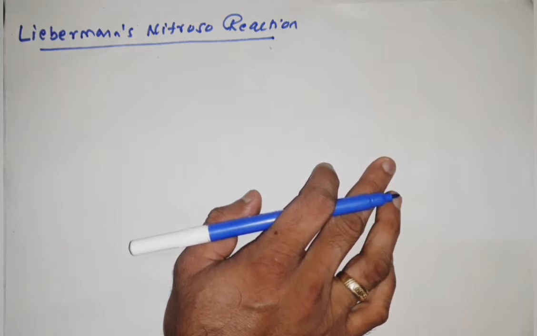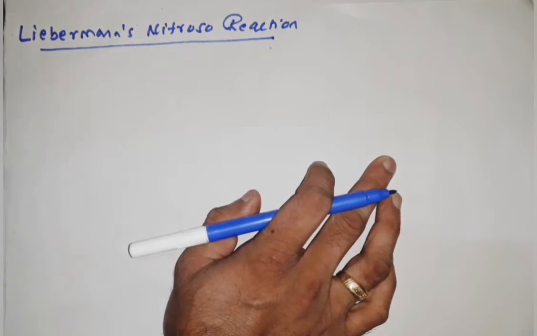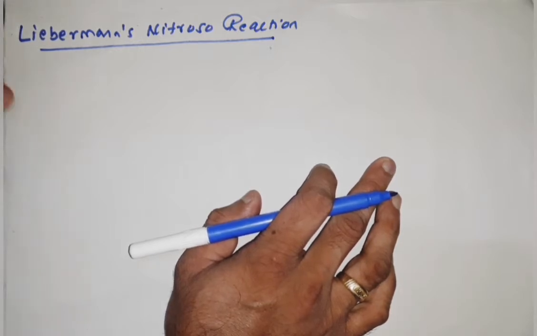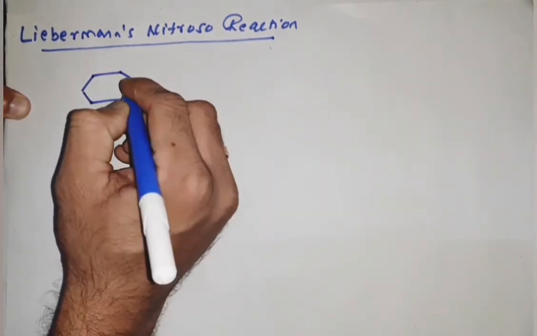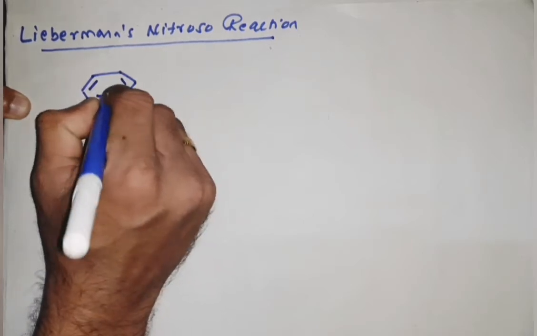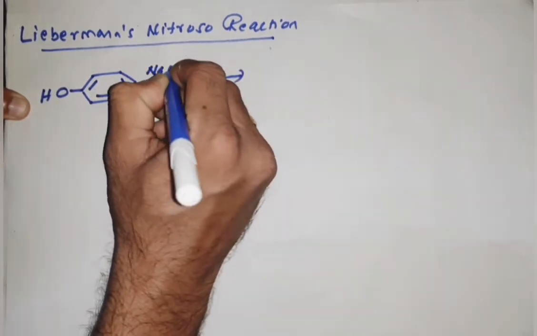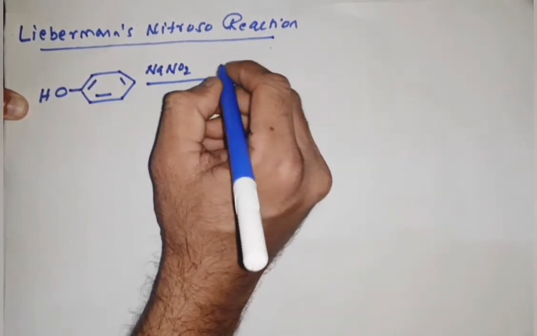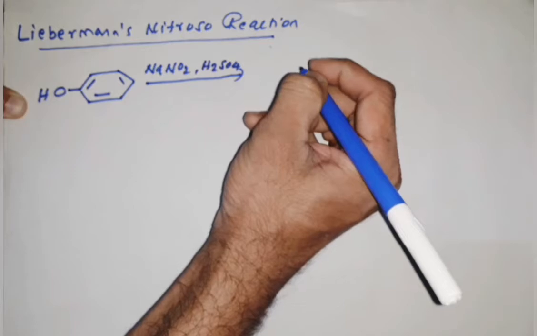Basification of this solution with sodium hydroxide brings back this green or blue color. This reaction is known as Liebermann's nitroso reaction. So here in this first step, phenol is treated with NaNO2, sodium nitrite, and concentrated H2SO4.